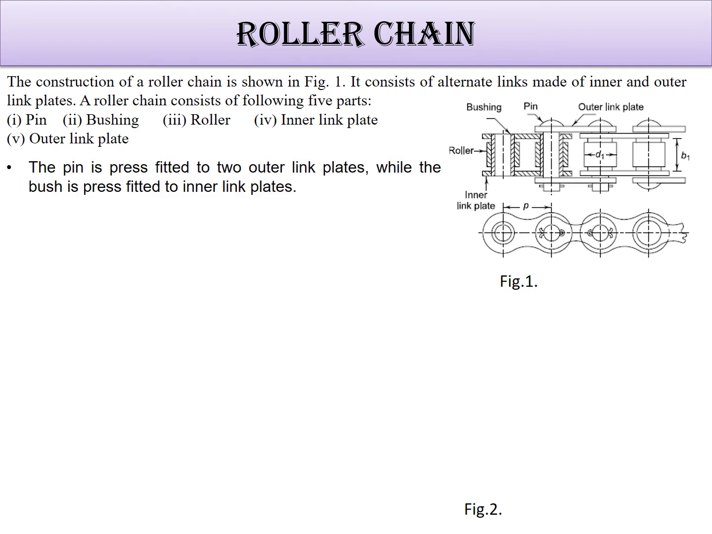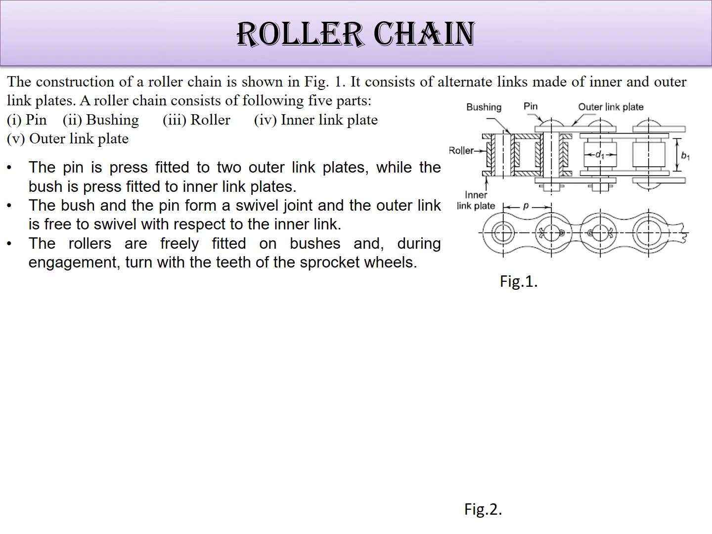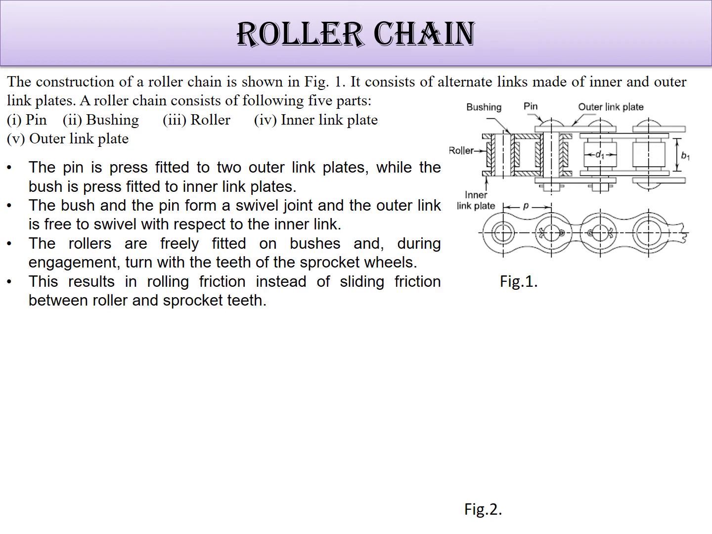The pin is press fitted to the 2 outer links, and the bush and the pin form a swivel joint, and the outer link is free to swivel with respect to the inner link. The rollers are freely fitted on bushes and during engagement turn with the teeth of the sprocket wheel, and this results in rolling friction instead of sliding friction. In this way it is done.